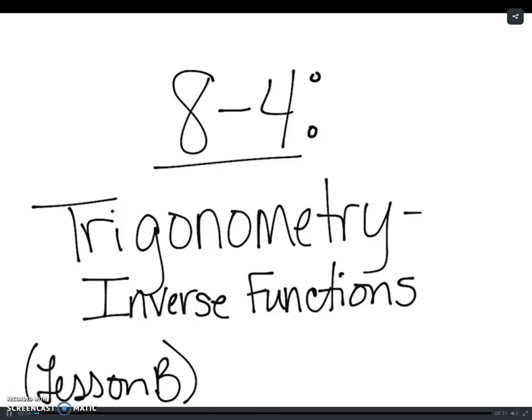Today we're going to be talking about trigonometry, and we're going to be focusing on the inverse trig functions. So yesterday's video, lesson A, focused on just a regular trig function. Today we're focusing on inverse trig functions.